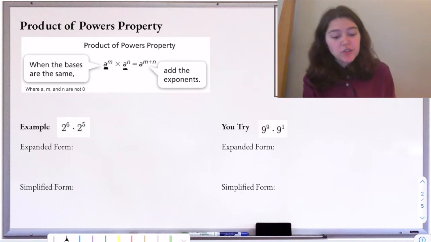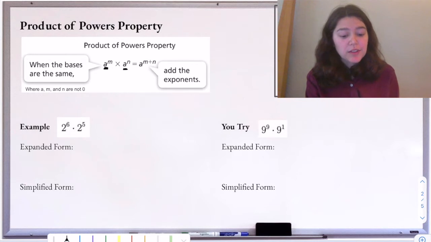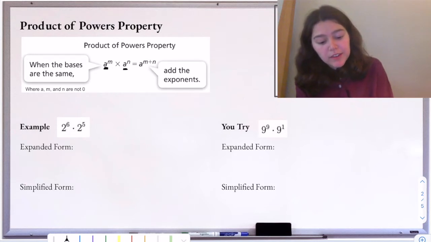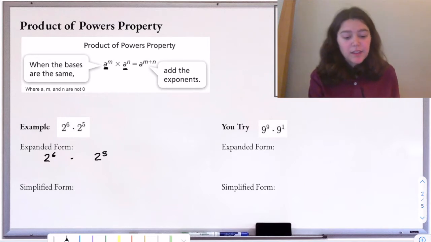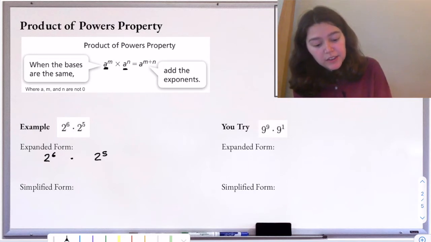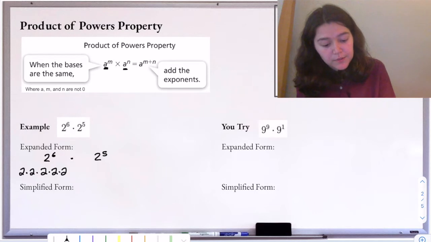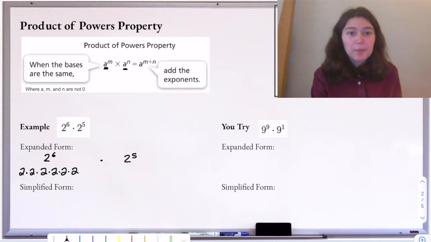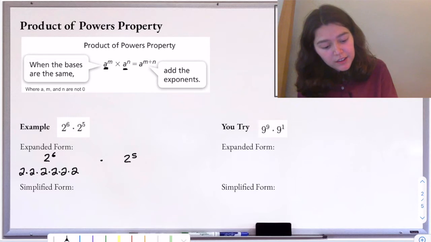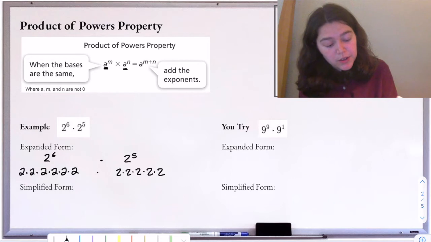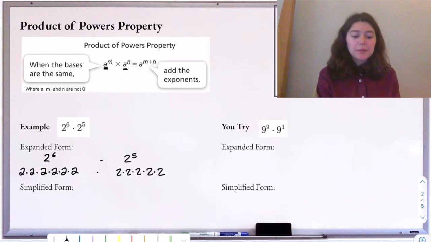Okay, so here I have 2 to the power of 6 times 2 to the power of 5. Okay, so let me write that out. 2 to the power of 6 times 2 to the power of 5. And then our repeated expanded multiplication form, 2 to the power of 6 means I have 2 times 2 times 2 times 2 times 2 times 2. So I have 2 multiplied by itself 6 times. Okay, and then I have 2 to the power of 5, so that's 2 times 2 times 2 times 2 times 2. Okay, so that's my expanded form here.